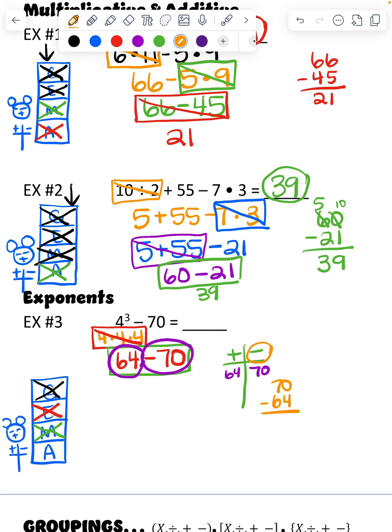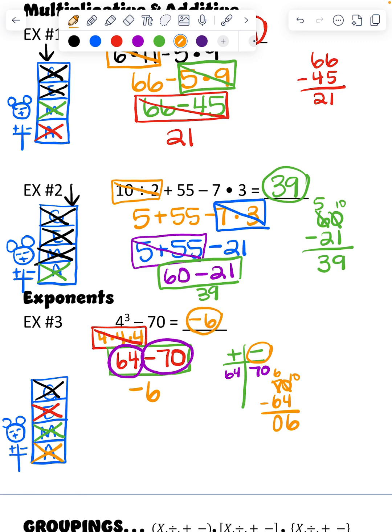So I can't take 4 from nothing. Got to subtract there and borrow. 10 minus 4 is 6, and 6 minus 6 is 0. So the answer to this problem will be negative 6. And I'm all done with my additive relationship.